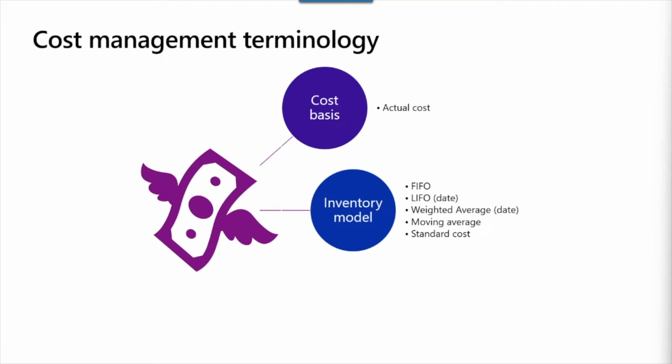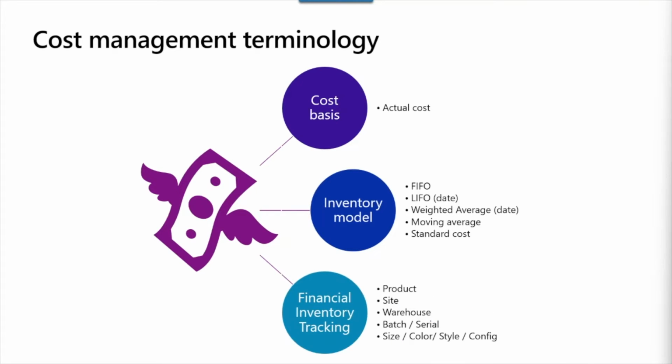You should recall the term inventory model, as this was covered in great detail in parts 1 and 2 of our Tech Talk series, and all inventory transactions are valued using an inventory model, and each item can have a different inventory value in cost management. The last term we want to review for cost management is the financial inventory tracking. When we reviewed inventory transactions in our previous Tech Talks, all transactions had a set of inventory dimensions, and whether we track those dimensions financially is controlled by the dimension groups for that item.